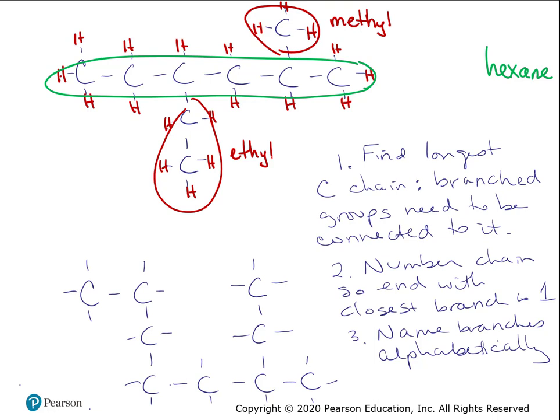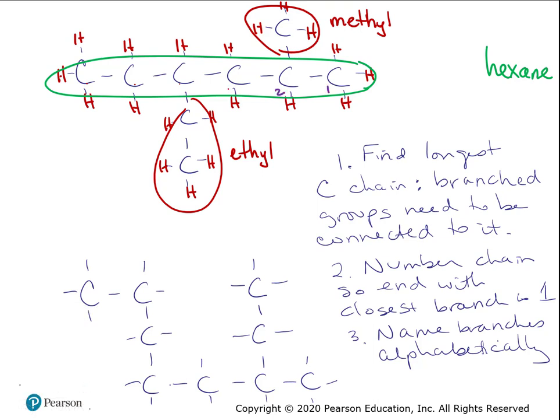Next, I've got to number. Do I number from the left or the right, or does it matter? You're looking at the green chain and you start counting from the side that has the first hanging group. So from the left, this would be one, two, three. That would make a three-ethyl. If I started from the right, it'd be one, two. So that would be a two-methyl. That is how I know that I need to start from here.